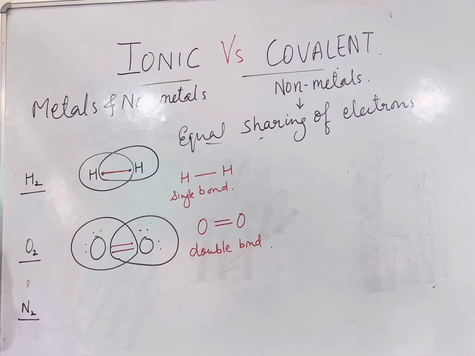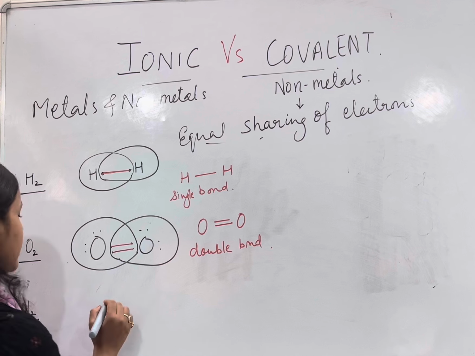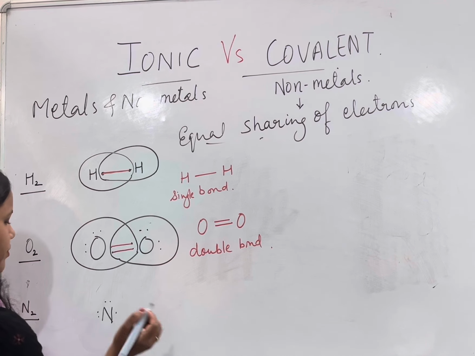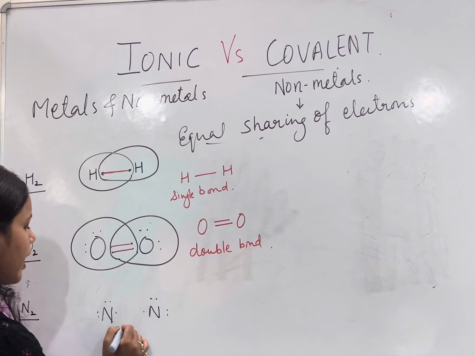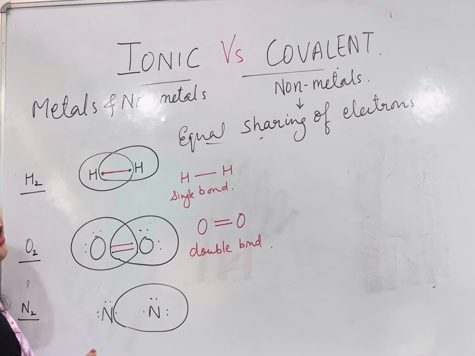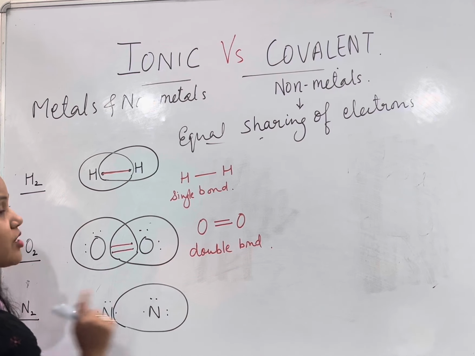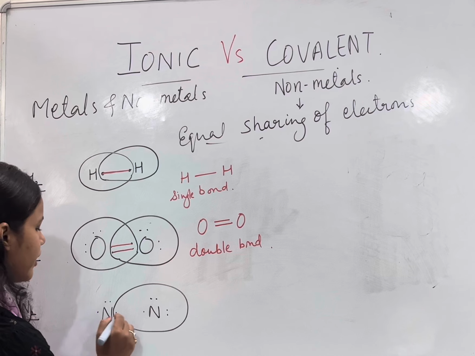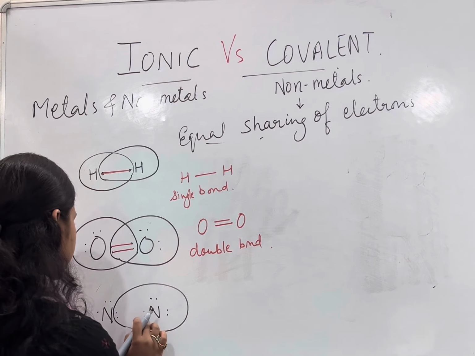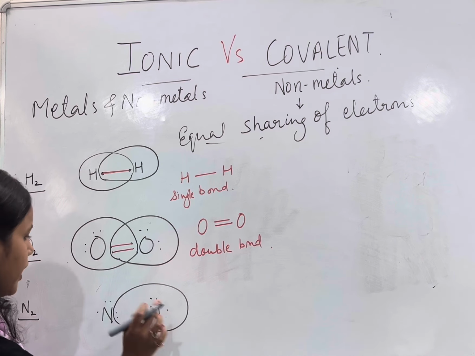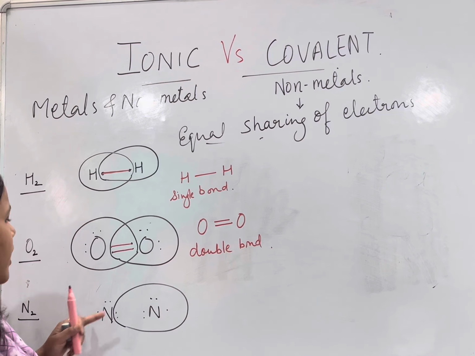Next example is of nitrogen. N2 molecule. ठीक है, so nitrogen has 5 electrons in the atom motion. 1 2 3 4 5. ठीक है, 1 2 3 4 5. Now अगर यहाँ पे नाइट्रोजन अपना 1 इलेक्ट्रॉन शेयर करेगा तो क्या इसका ऑक्टेट कंप्लीट होगा? नहीं होगा. 1 2 3 4 5 6. ठीक है, अगर 2 इलेक्ट्रॉन शेयर करेगा तो क्या होगा? 1 2 3 4 5 6 7. क्या होगा? 2 4 6 और 7.